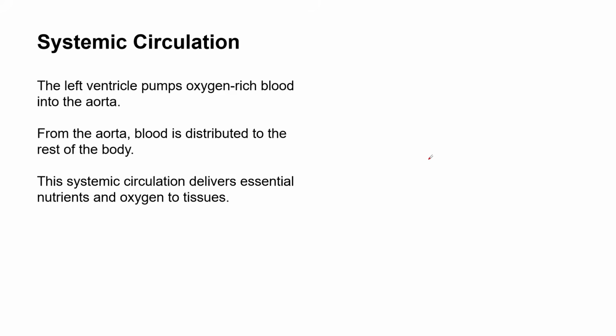So this systemic circulation delivers essential nutrients and oxygen to tissues. Because the aorta usually distributes oxygenated blood, along the way, as the aorta distributes the blood to the rest of the body, it carries nutrients and oxygen to the tissues.